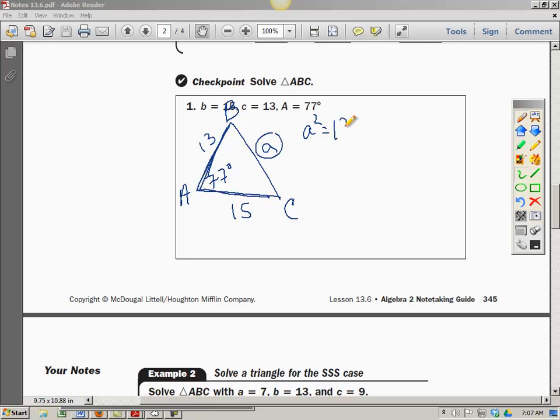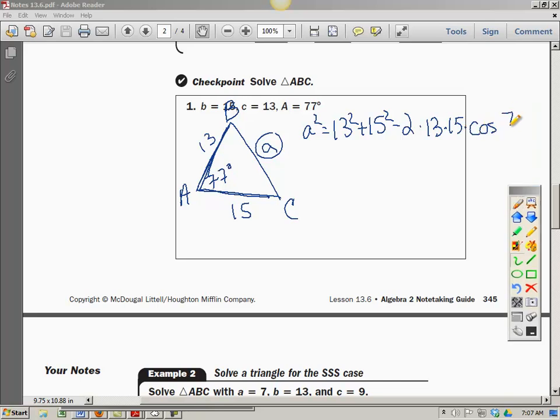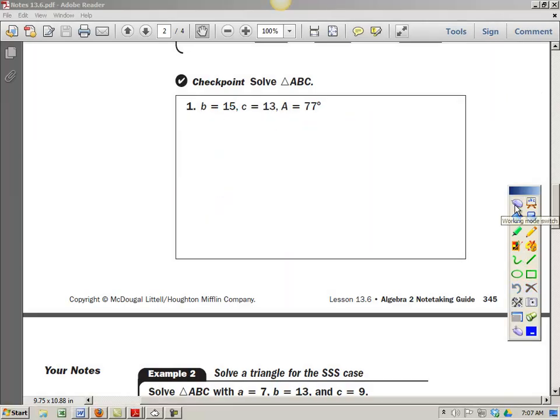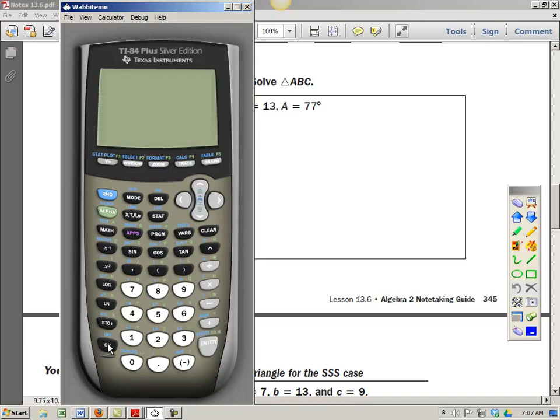So this is going to be 13 squared plus 15 squared minus 2 times 13 times 15 times the cosine of 77 degrees. All right, and so when I do all that math there, I'm going to get A squared equal to, and again, what I would do is I would just type this whole thing into my graphing calculator. Now I can't show that to you. Again, make sure you're in degree mode, but I'm going to go ahead and type in what I have here.